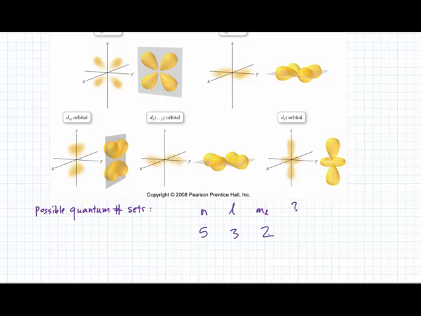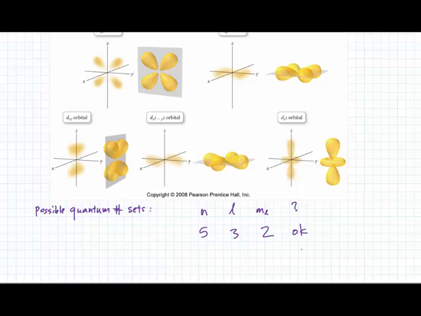So, rules of n. n is an integer. n can start at what? What's the first n? 1. Okay, so n is totally fine. L is also an integer. L starts at 0, but what's the max l? n minus 1. So we're good. The max l here would be 4. Okay, so we're good there. And ml goes from what to what? Negative l to positive l. Okay, so this is okay, right?